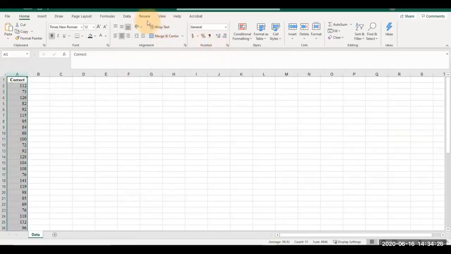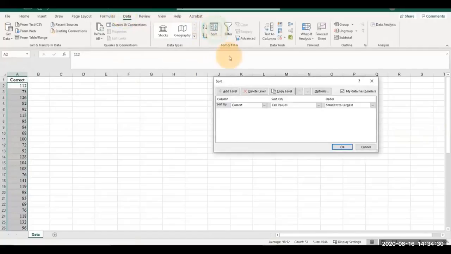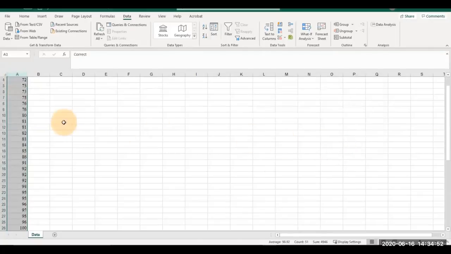So let's sort them. So you can go to Data and Sort. And you can say Sort by Correct and smallest to largest. And you want to click this: My data has headers. Otherwise, it's going to include this as one of the data points, but we don't want to include that. That's just the label. So we say my data has headers or labels. So, okay, now we sort it. So we get that. So we have the same data, but it's been sorted.